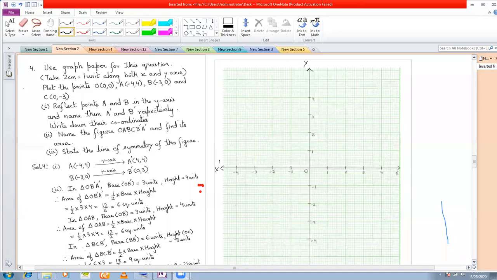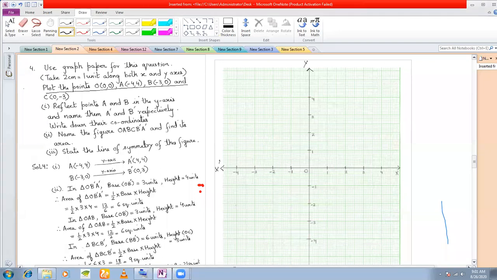You need to plot the points. The next part says plot the points (0, 0), (-4, 4), (-3, 0), and (0, -3). So let us plot the points. The first point is (0, 0), the origin. We'll plot it here. This is the point (0, 0).